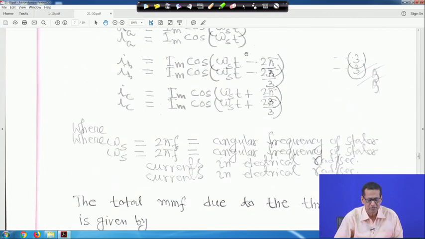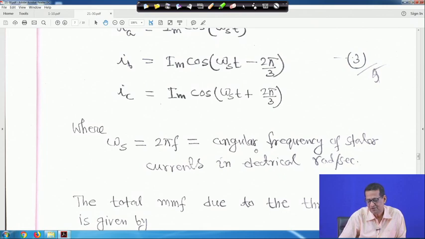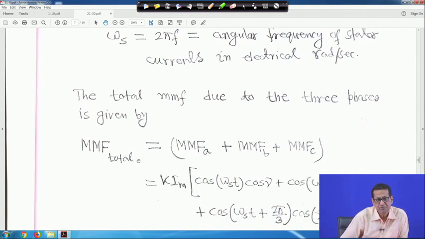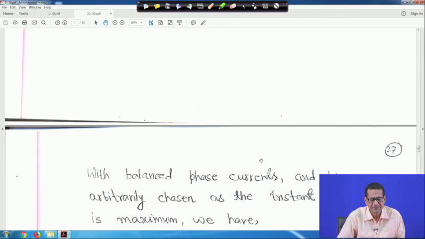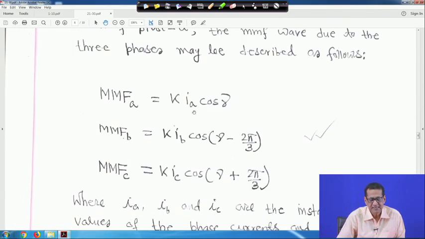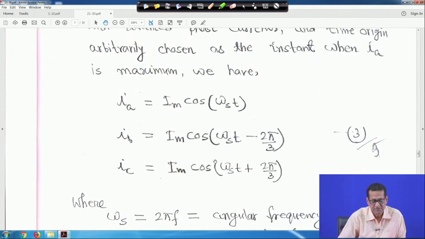So, omega s, that is 2 pi f, your angular frequency of stator currents in electrical radian per second. The total MMF due to the three phases is given by MMF total, that is MMF A plus MMF B plus MMF C. All these things you substitute, because MMF here is k Ia cos gamma, k Ib cos gamma minus 2 pi by 3, and k Ic cos gamma plus 2 pi by 3. Values of Ia, Ib, Ic you substitute here from this equation. This is actually equation 5.